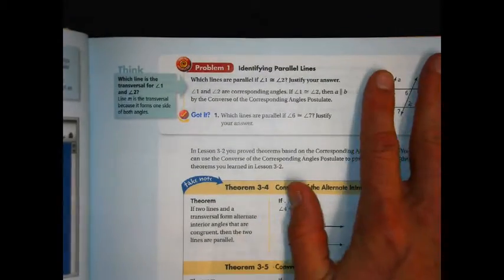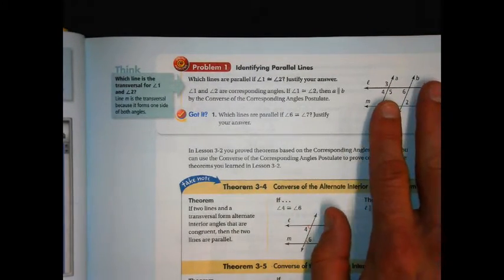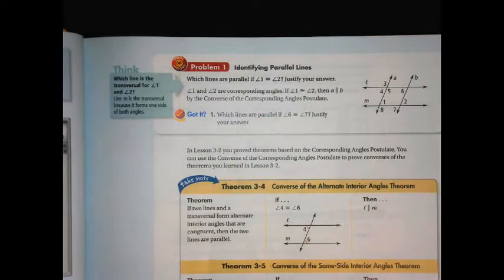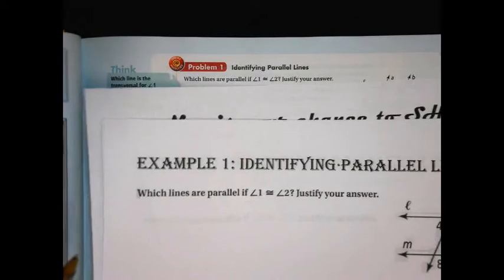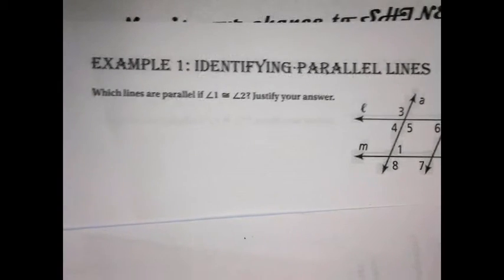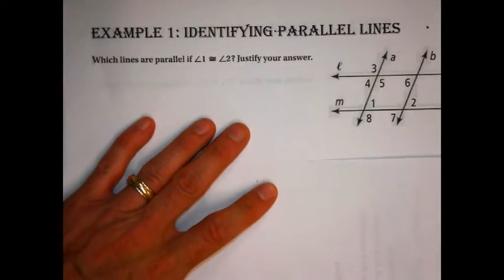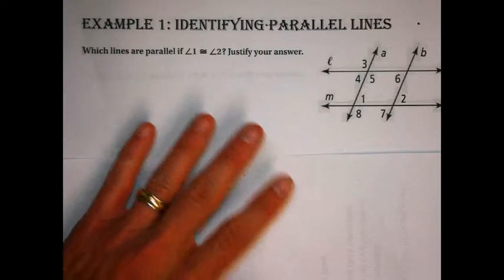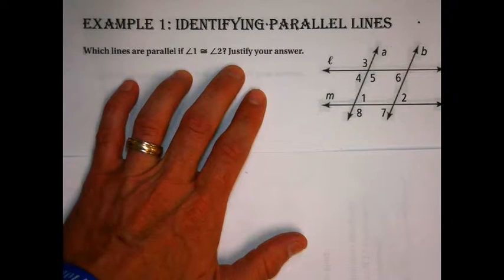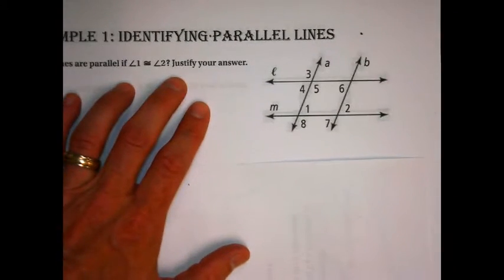So now what we're going to do is to jump into some fun stuff. So here's problem number 1. We're going to dive into that and take a look at it. So I'll show you a funky diagram, okay, and then we'll ask which lines are parallel if angle 1 is congruent to angle 2. We're going to justify our answer. Okay, so which lines are parallel if angle 1 and angle 2 are congruent? And we're going to justify the answer.